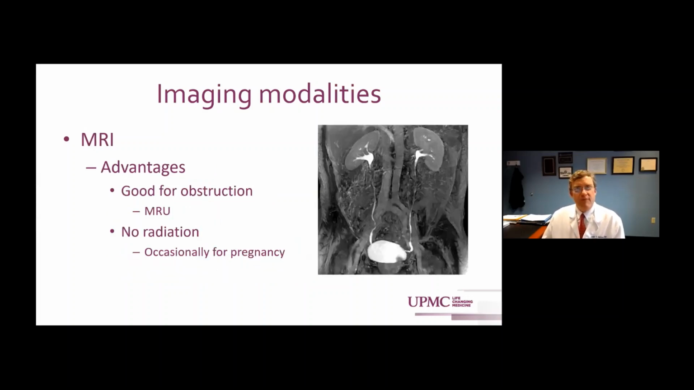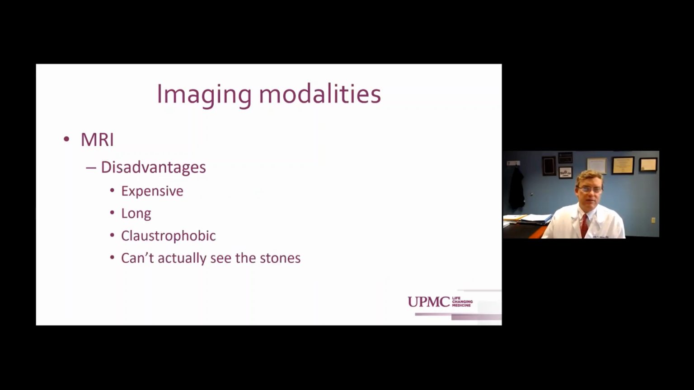MRI, quickly, we almost never use this for stones, although it is excellent for obstruction. You can see standing columns of fluid very nicely in this. This is a normal MR urogram, but you'd see it backed up much more significantly if there were a stone. And there's no radiation, of course. The problem is, of course, it's expensive. It takes a long time. Usually it takes 3 weeks to get on the schedule, and that's not really that useful. A lot of patients are claustrophobic, and again, you're only seeing secondary signs, not the actual stones.